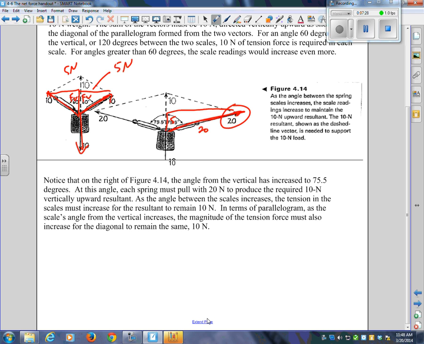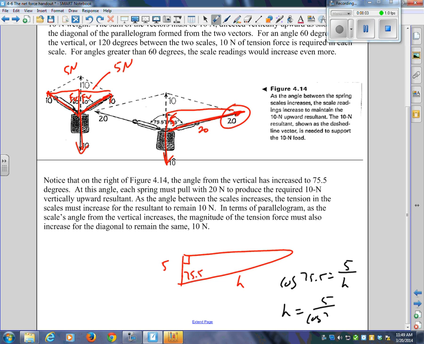Let me show you here. So if I need 10 newtons right there, I need 5 right there. Why do I need only 5? Because I've got two scales, right? So I need 5 right there. And this angle here is 75.5. This is my hypotenuse. This is a right triangle. This is the adjacent side over here. So cosine of 75.5 is my adjacent, 5, over my hypotenuse. So my hypotenuse is 5 divided by cosine 75.5.